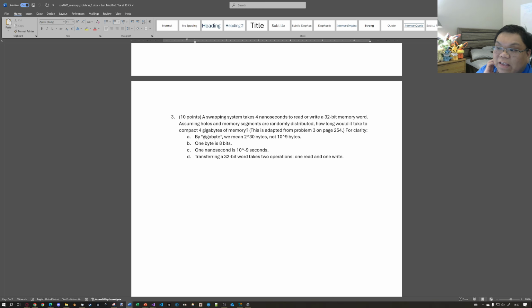So, basically, how long would this process take, given the following information? It takes 4 nanoseconds to read or write a 32-bit word. There are 4 gigabytes of memory that we have to compact. That means we have to go through all 4 gigabytes of memory because we're assuming that holes and processes are all randomly distributed. So they're basically everywhere.